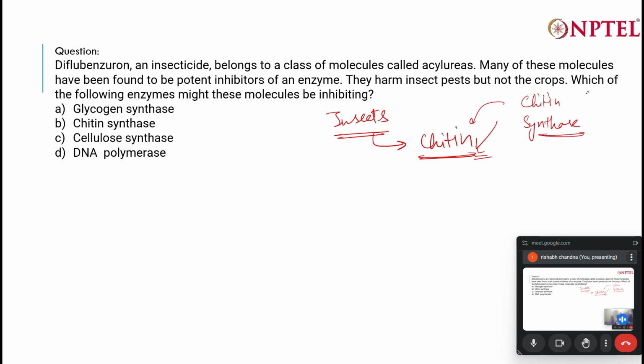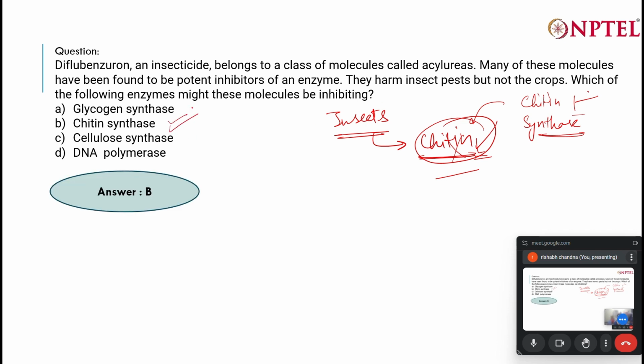Okay, so if we inhibit this particular enzyme, then chitin will not be formed, and hence the outer covering of the insect is not formed. So it makes the insects vulnerable to the predators and the outside environment. So it will actually inhibit the chitin synthase enzyme. So the correct answer is option number B.